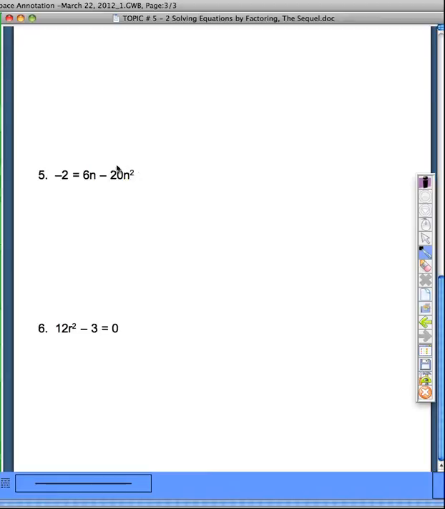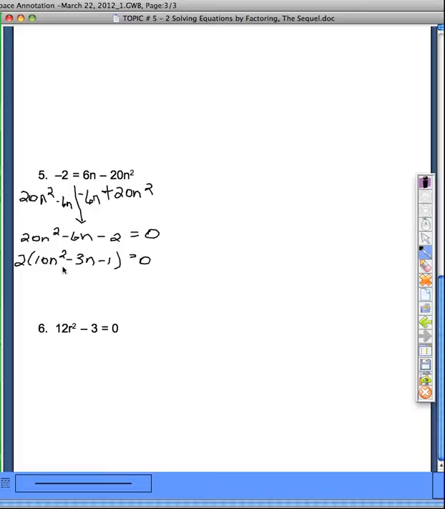Now our squared term here is negative, so that means I'm going to need to make it positive, so I'm going to add 20n squared to both sides, and I'm going to subtract 6n. Bring down the equal sign. So over on the left, I'm going to have 20n squared minus 6n minus 2, and that's going to equal 0. Now, to make this an easier problem, we can factor out a 2, and that leaves me with 10n squared minus 3n minus 1.